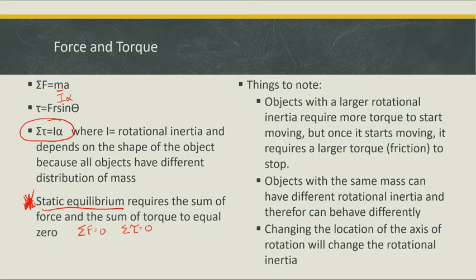Now, things that you need to recognize. First, objects with a larger rotational inertia require more torque to start moving. But once it starts moving, it requires a larger torque or a larger friction to get it to stop moving. Objects with the same mass can have different rotational inertias and therefore can behave differently, because they have different shapes and a different distribution of mass. Finally, changing the location of the axis of rotation will change the rotational inertia. Why is that? Because you're changing the distance between the rotation axis and where that mass is distributed.